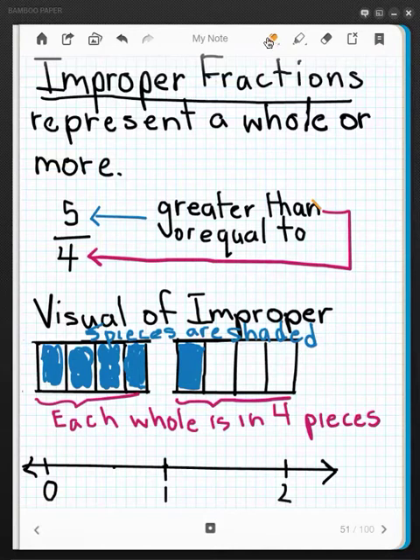Now in doing this on a number line, what I have to realize is that this is more than one whole. So this is going to be represented between 1 and 2. So we want to make sure that we get this out to 1 and 2.